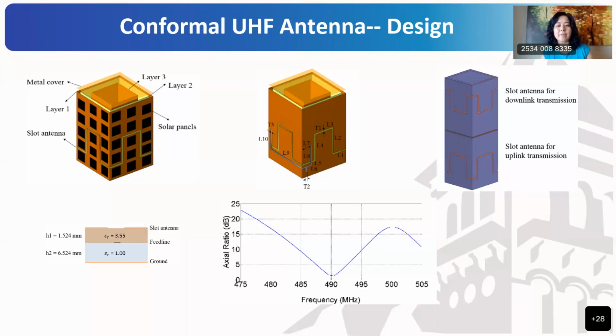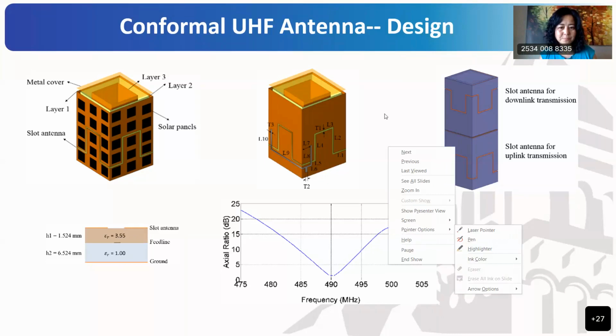Okay, so in the last top right picture, you see two meandered lines. One for uplink, one for downlink, and it's placed on a 3U CubeSat. Okay, now let's move to the next page.